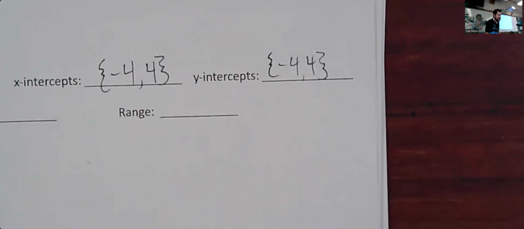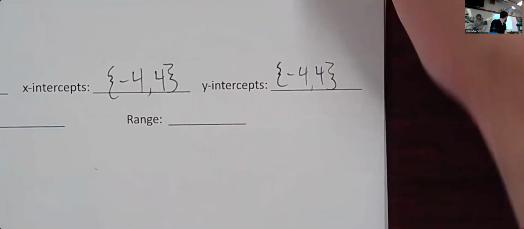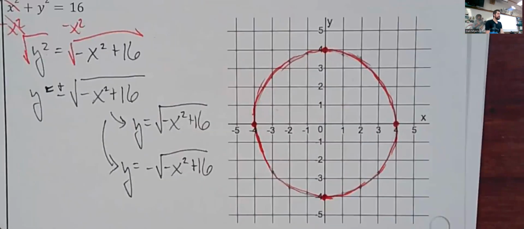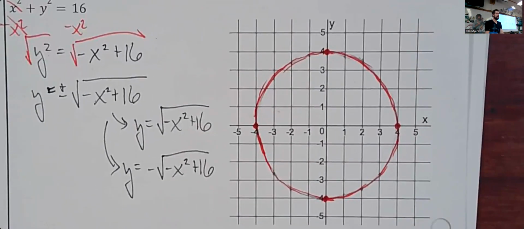All right. Domain and range. This one's a little bit more interesting with the domain and the range. So go ahead and get those in there. Let's take a look now at our x values. What are we talking about with x values here? What are the possible x values? X is greater than or equal to -4 and less than or equal to +4.